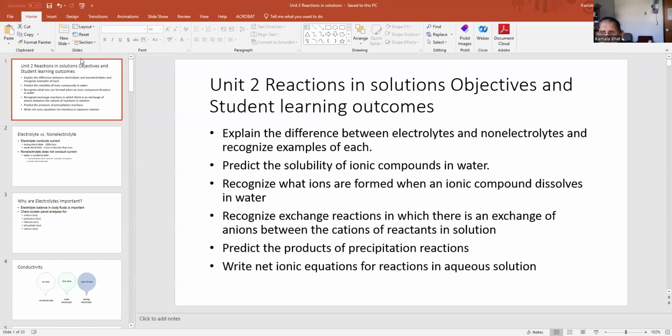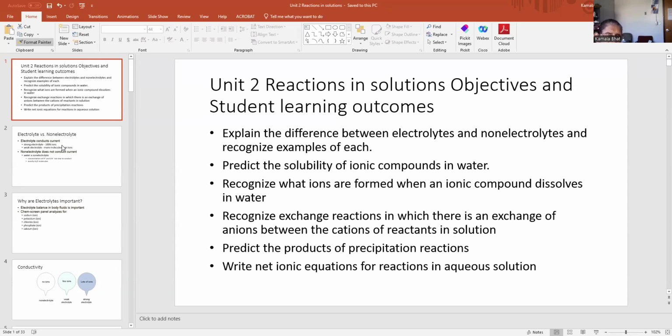Now, under Unit 2, we're going to study reactions and solutions. The objectives and student learning outcomes are as follows. Explain the difference between electrolytes and non-electrolytes and recognize examples of each. Predict the solubility of ionic compounds in water. Recognize what ions are formed when an ionic compound dissolves in water. Recognize exchange reactions in which there is an exchange of anion between the cations of reactants in solution. Predict the products of precipitation reactions and write net ionic reactions for reactions in aqueous solutions.